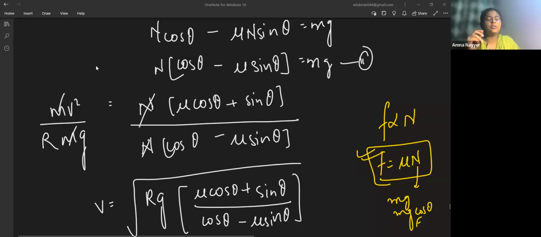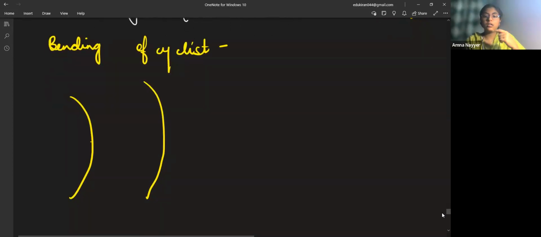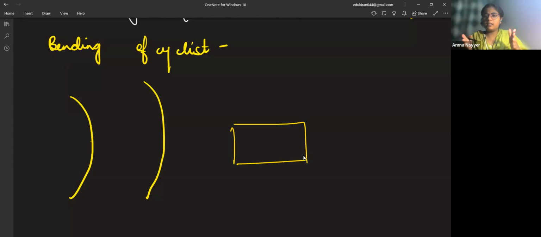Yes, class. Now, bending of cyclists. Bending of cyclists is similar to the banking of roads only. It's just that when the road was bent, the vehicle was straight only, no? If the road is being bent, the vehicle is straight on the road, right? If there is no inclination, the vehicle is straight.